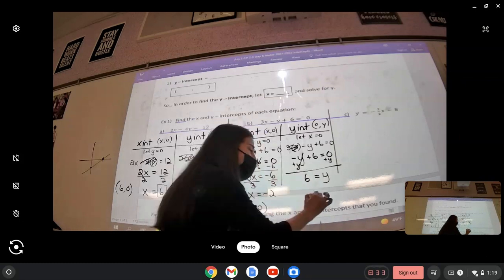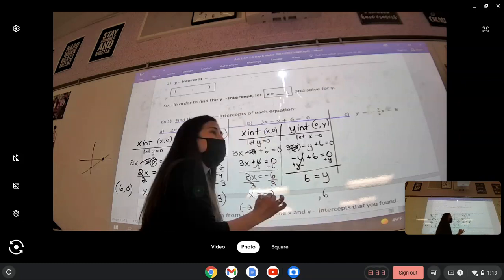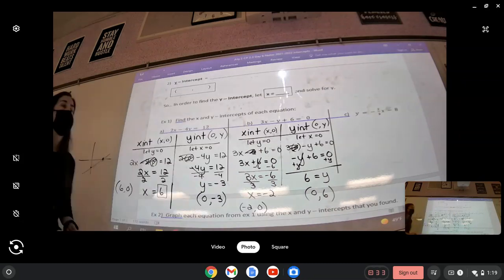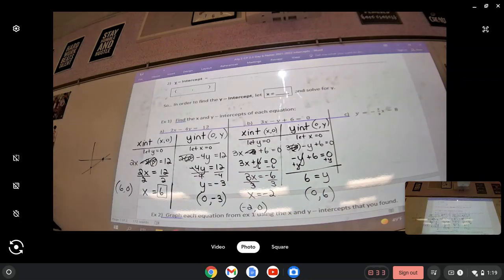If you had to write it as an ordered pair, y is 6 when x was 0. That's (0, 6), because tomorrow you have to know ordered pairs. Go ahead, Bianca. Good?